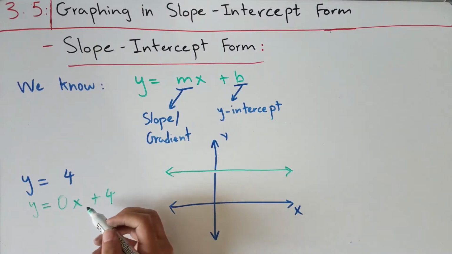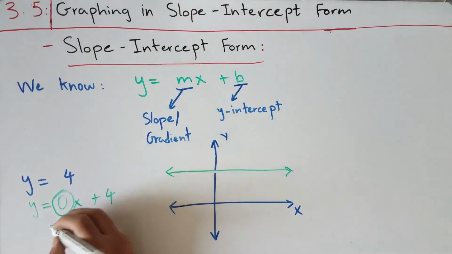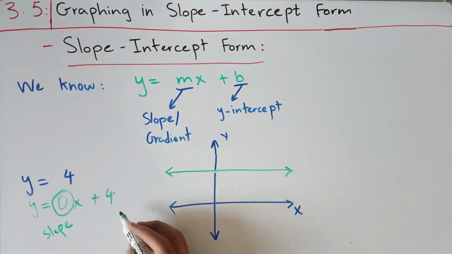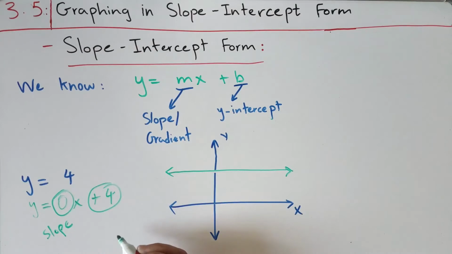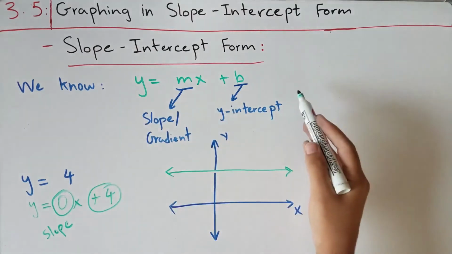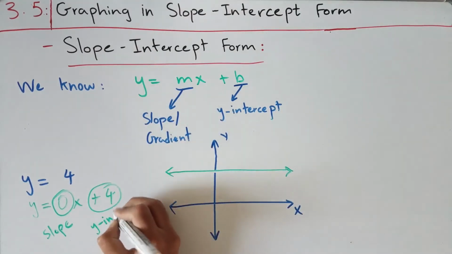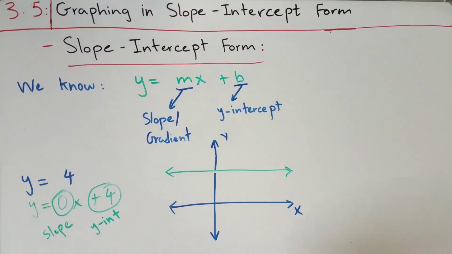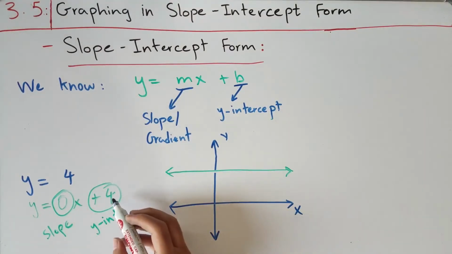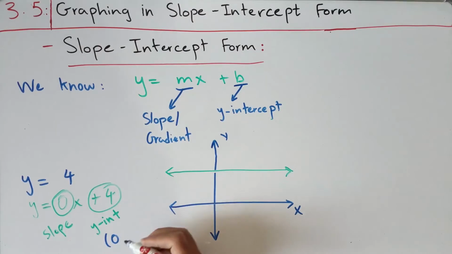In this case, we can say that the slope is 0, so this coefficient is our slope. And this 4 that we have here is our y-intercept, because we know that this is our b part of the slope-intercept form. For this equation, you can prove that 4 is going to be your y-intercept, because when you plug in 0 for your x value, you will get 4 for your y coordinate.